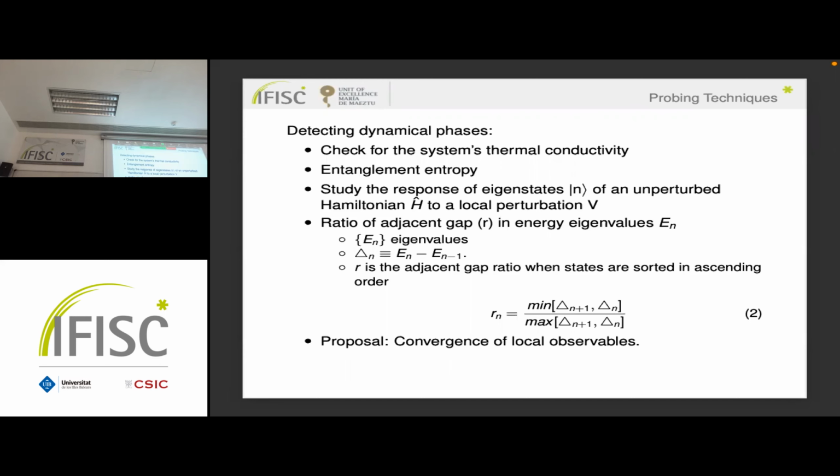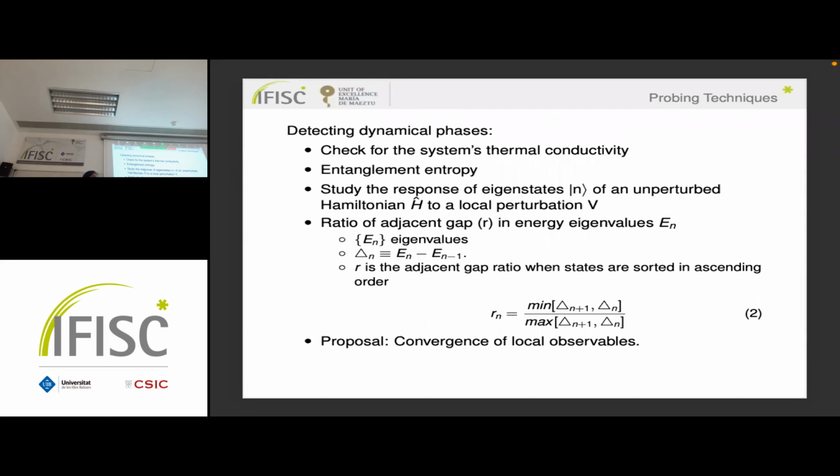Recently, another probing technique was introduced, and it was basically to study the response of eigenvalues of an unperturbed Hamiltonian to a local perturbation. So what they are doing is that they are representing the eigenstates of the system as vertices of the network.